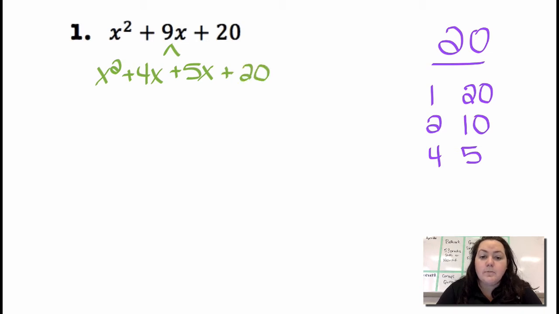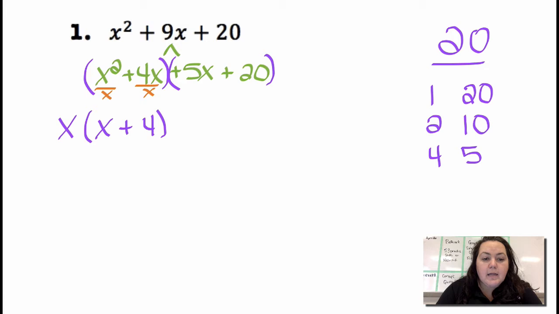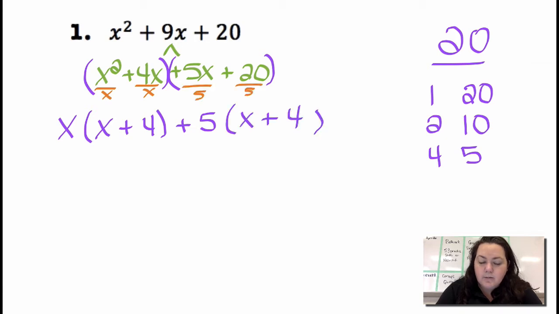Now I have 4 terms, so I'm going to group and factor. In the first group, I can factor out an x because both terms have an x. So I factor out 1x. That means I'm dividing everything by x. That's going to give me an x plus 4. In the next group, I can factor out a 5. So that's going to give me, when I divide by 5, x plus 4. So my factors are x plus 5 and x plus 4.